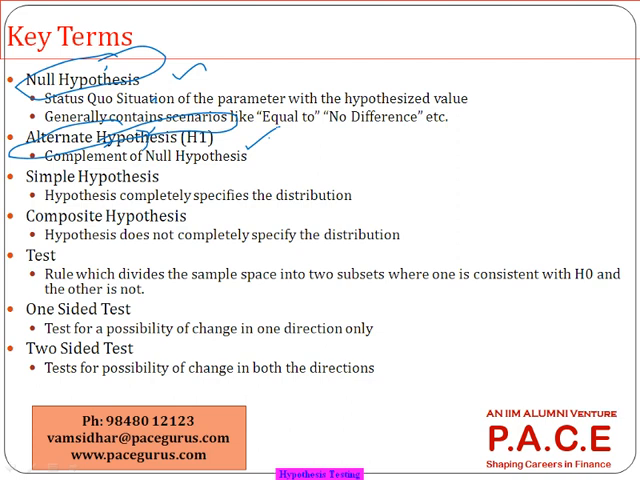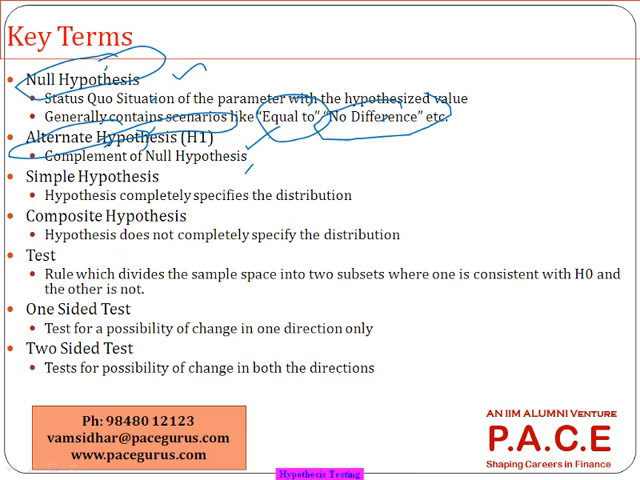Now, what goes into the null, what goes into the alternate? It's again a very straightforward rule of thumb. Anything that contains an English meaning like equal to or no difference, if I am dealing with only one population: the average height of an Indian male is equal to 165 centimeters, the variance of the heights of the males is equal to something, or the proportion of defects is equal to something.